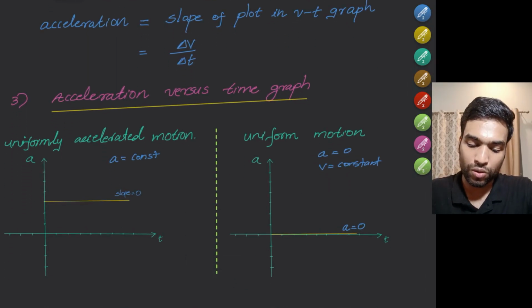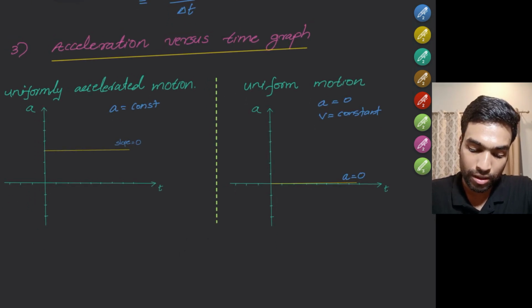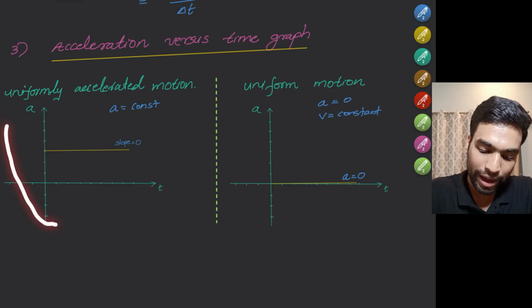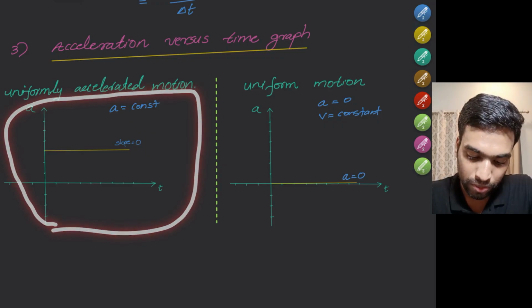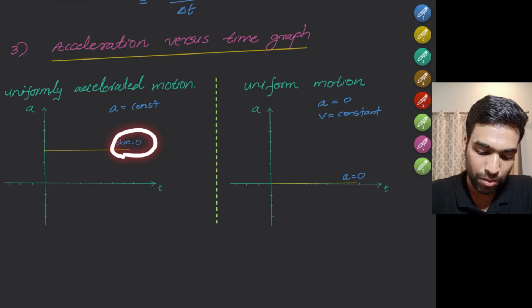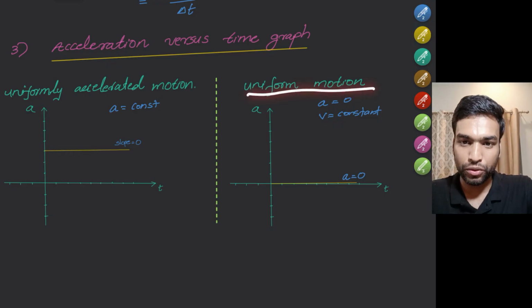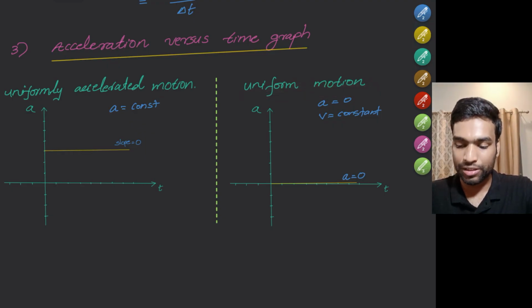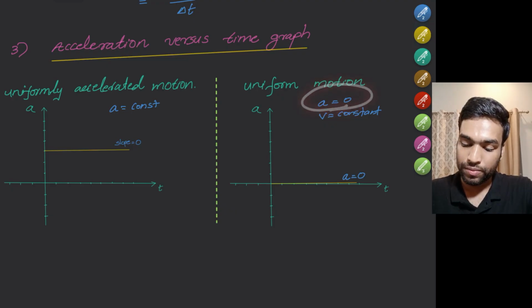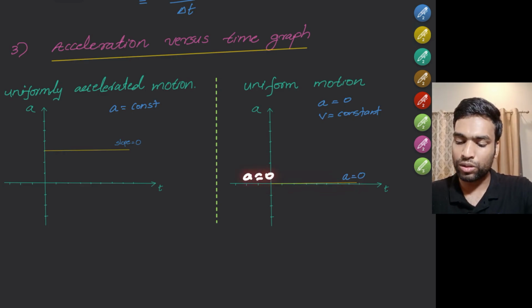Now let's focus on the acceleration versus time graph. Here is the graph for uniformly accelerated motion, in which acceleration is constant, correct? So the slope is 0. Here maybe something like 9.8 meters per second squared. All right, good. Now for uniform motion, velocity is constant, therefore acceleration is 0, and the graph will look like this. You can see the plot is on the time axis because acceleration is 0. So all the time acceleration is 0.